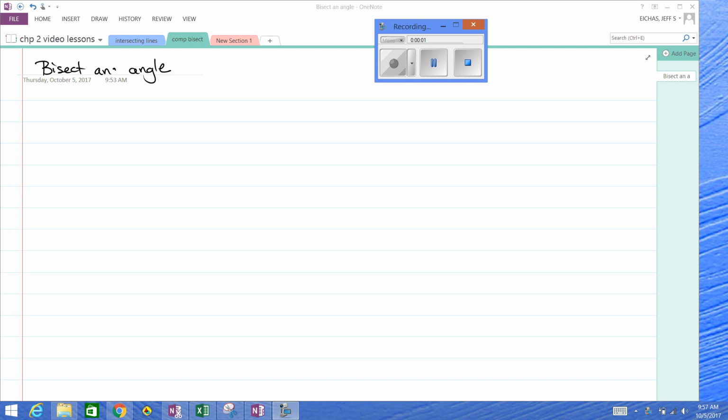Okay, so I want to work with some bisect problems. One of the things that I found my students have a little bit of trouble with is the concept of bisect versus intersect. Okay, so real quick, we'll go with bisect. You can bisect a segment, you can bisect an angle.